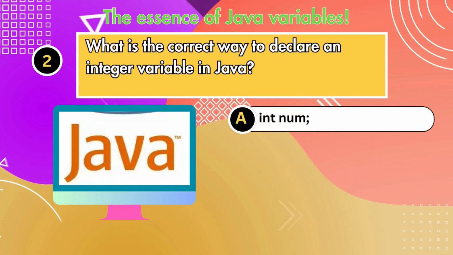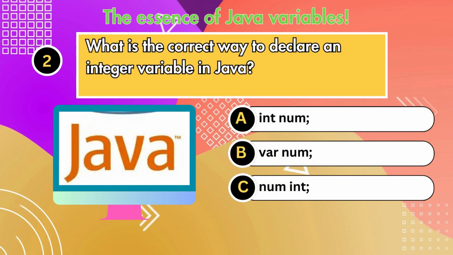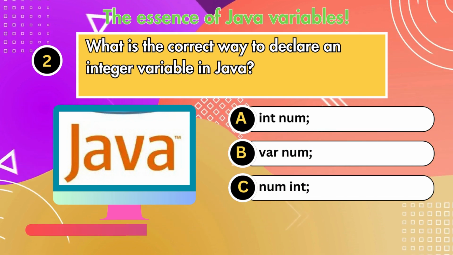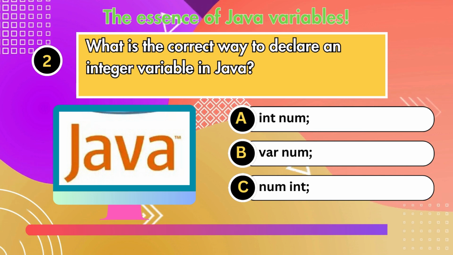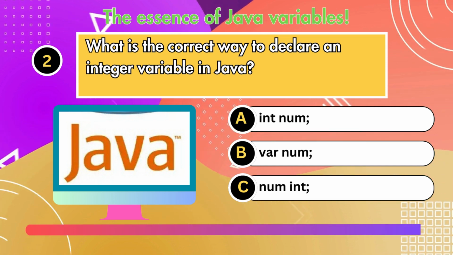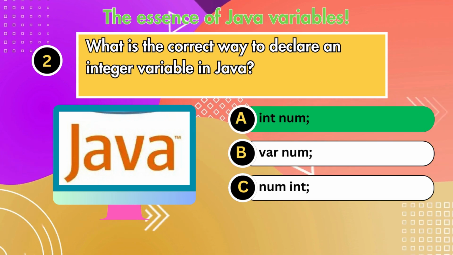What is the correct way to declare an integer variable in Java? A. Int number. B. Var number. C. Number int. Answer is int number.